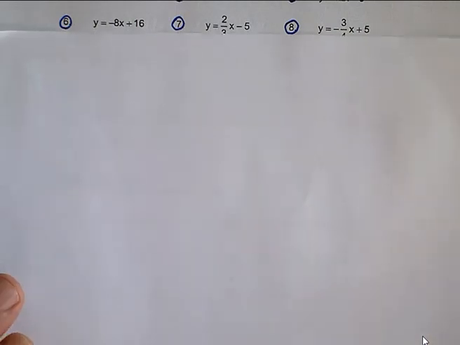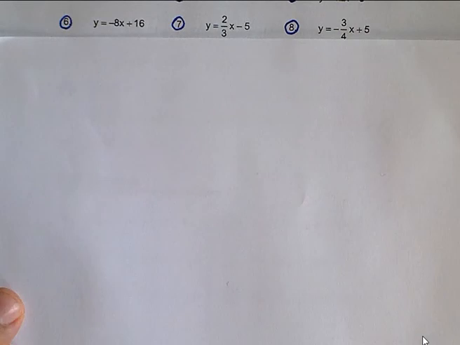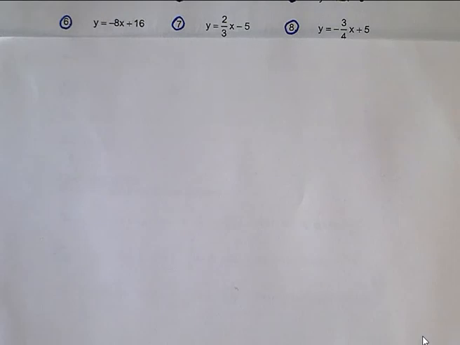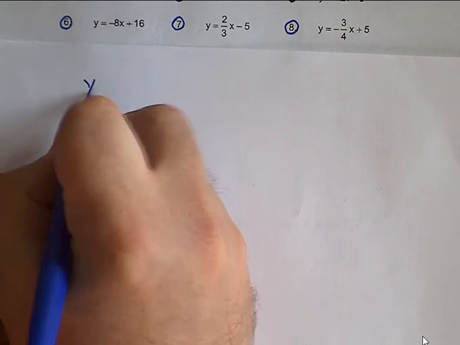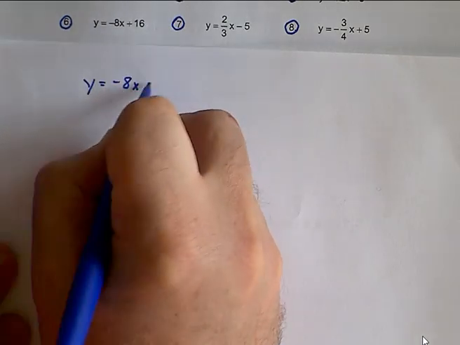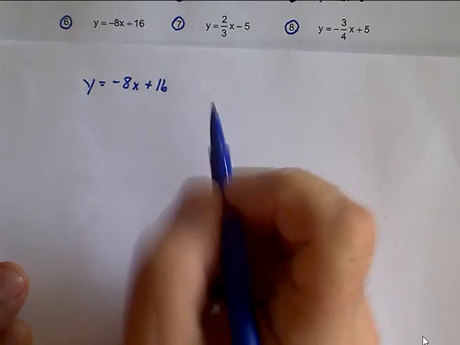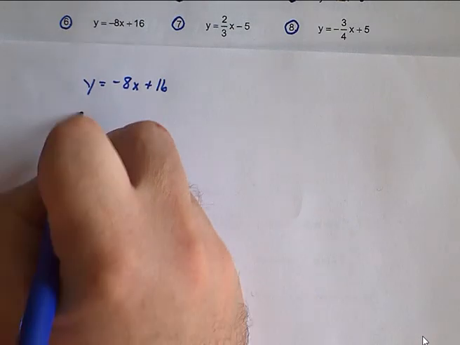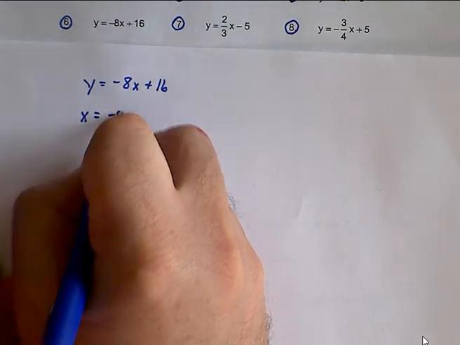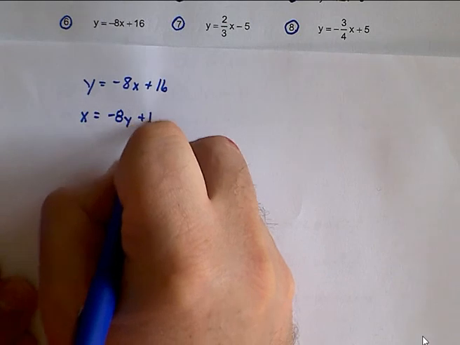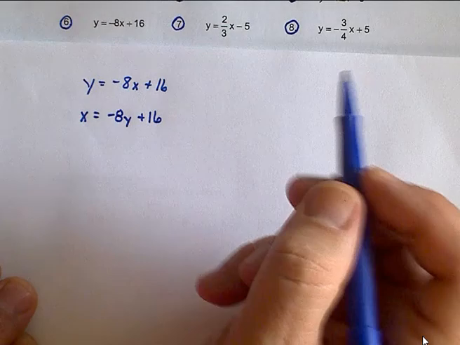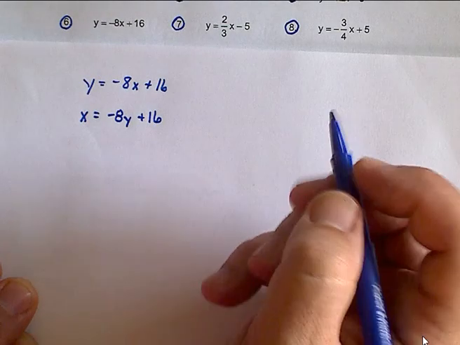On number 6, it's given in y equals form, so that's perfect. That's what I want here. So here's what I want to do. I know that y equals -8x plus 16. First step is to interchange the x and y. So x equals -8y plus 16. Just like we switched them above and on number 2, we're going to switch them here. Now solve this equation for y.